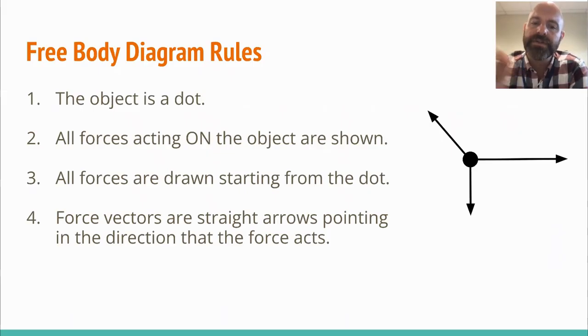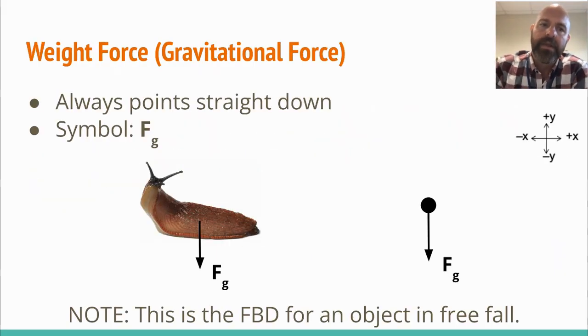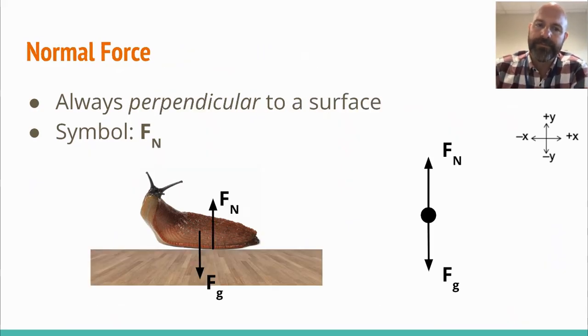All forces are drawn straight, starting from the dot, and they're all straight arrows acting outward from it, pointing in the direction that the force acts. And so how does this look? Well, if you have a weight or gravitational force on a slug, the slug must be in free fall because there's only the force of gravity, straight down toward the center of the earth.